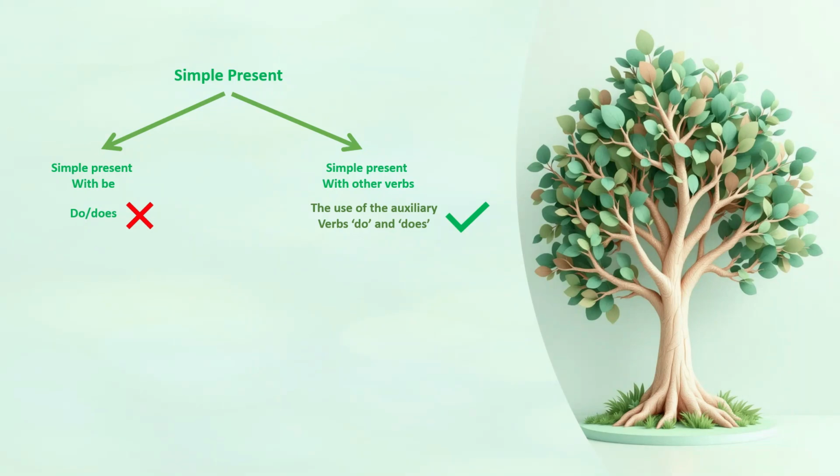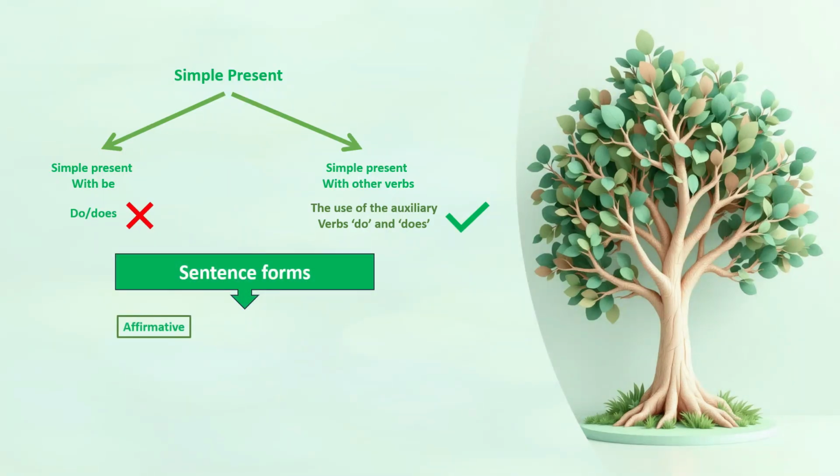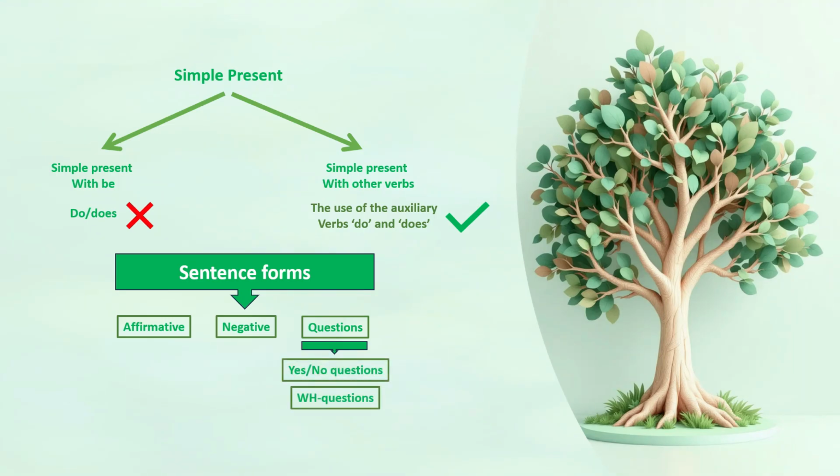Both types of the simple present share the same three sentence forms: affirmative, negative, and questions. When it comes to questions, there are two kinds: yes-no questions and WH questions. Yes-no questions are questions that can be answered with yes or no, while WH questions begin with words like who, what, where, when, why, or how, and are used to ask for specific information.